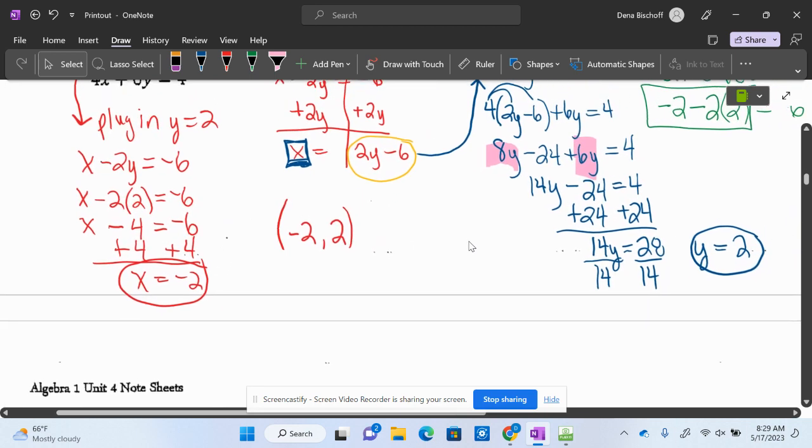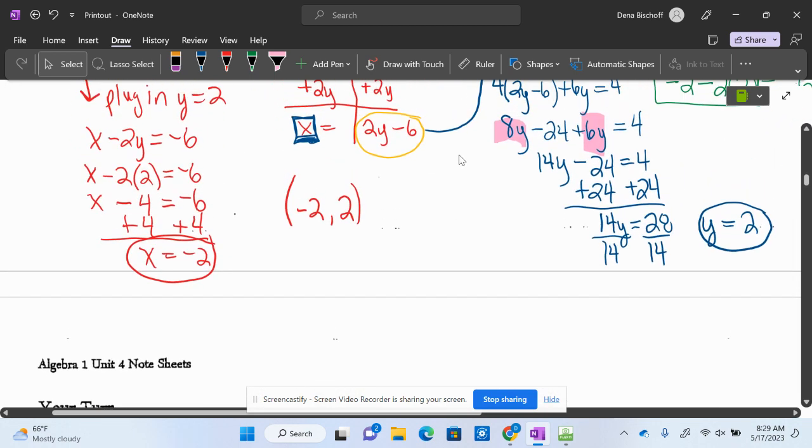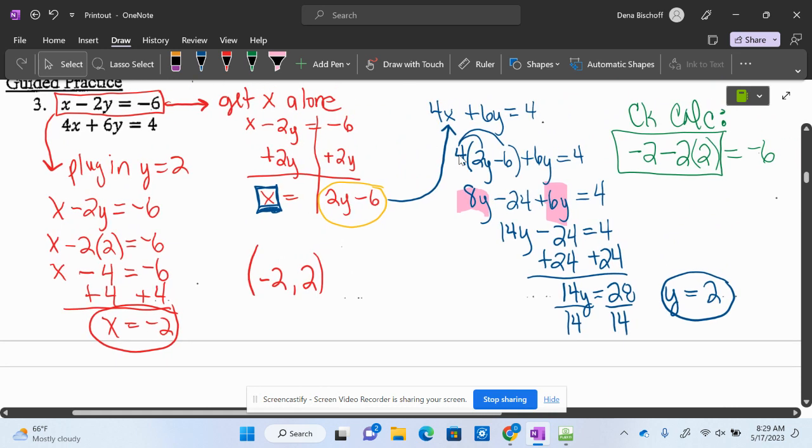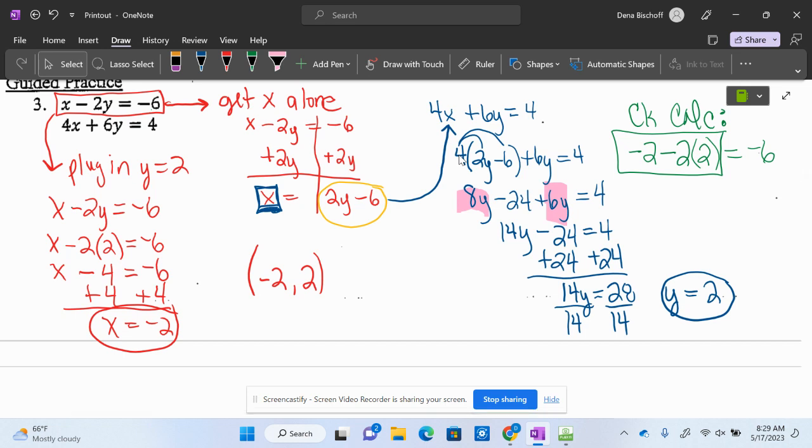I'm trying to slip it back down. What is going on there? Crazy. Okay. Anyone doing that on their calculator? -2 minus 2 times 2? No? No one's checking that for me? Did you get -6, CC? Awesome.